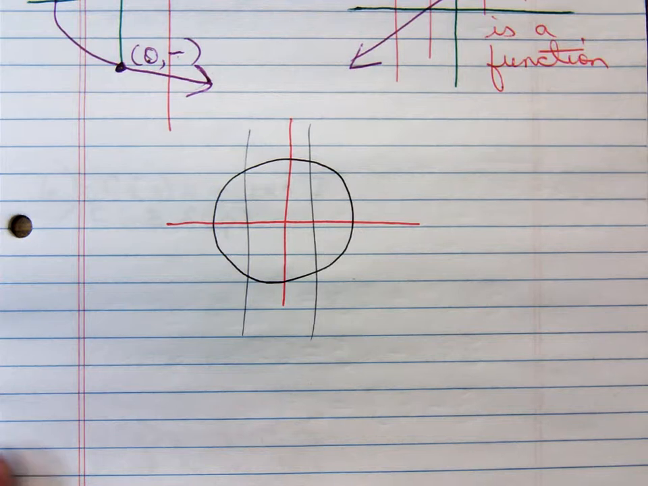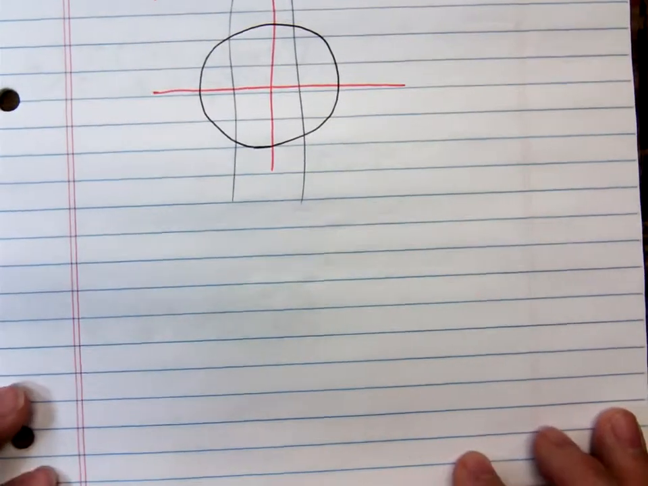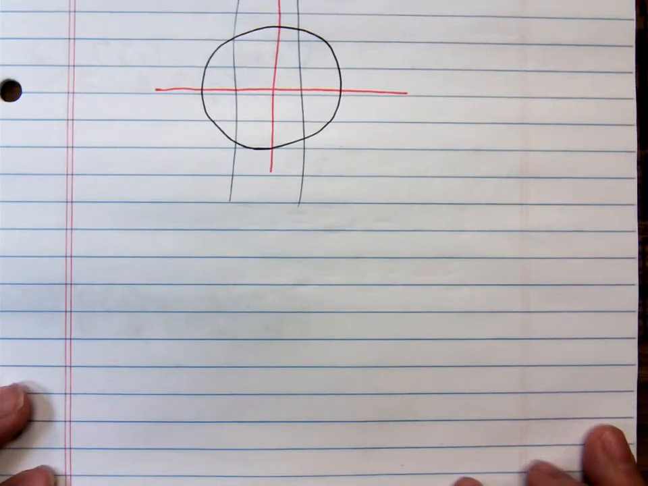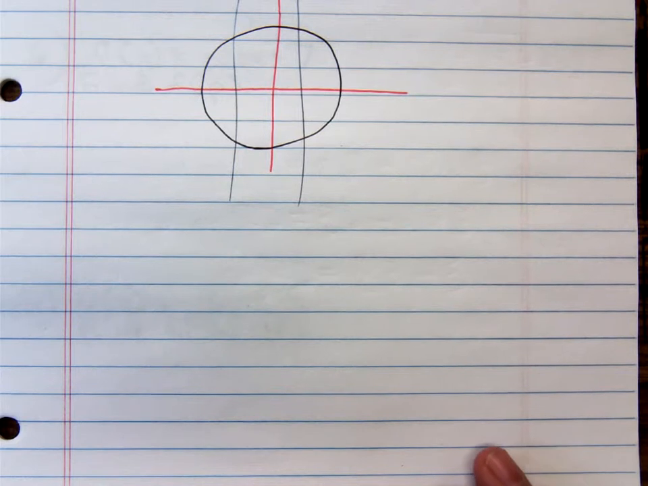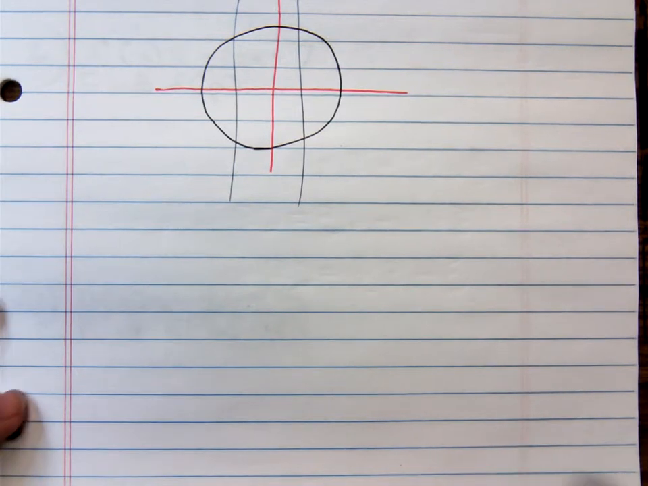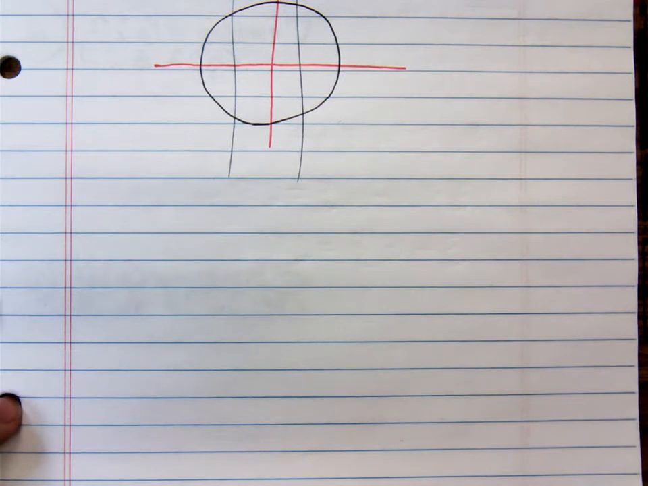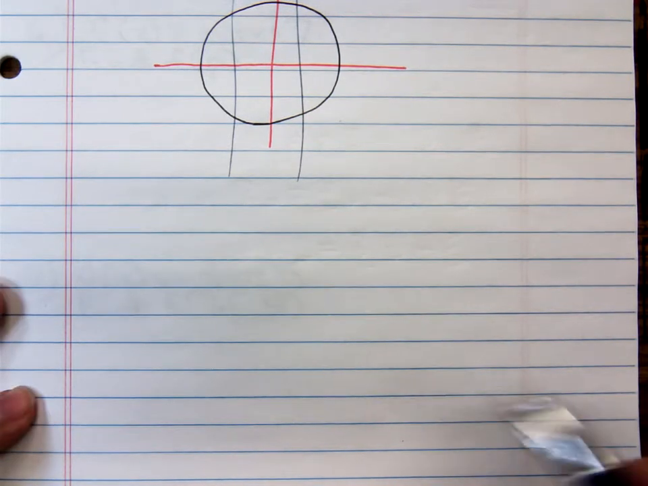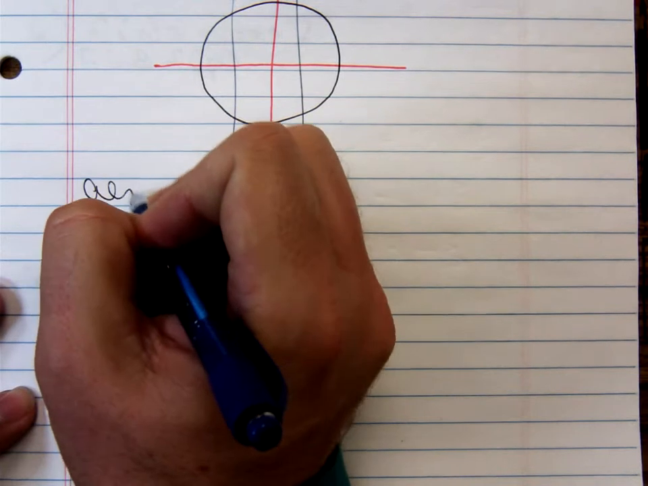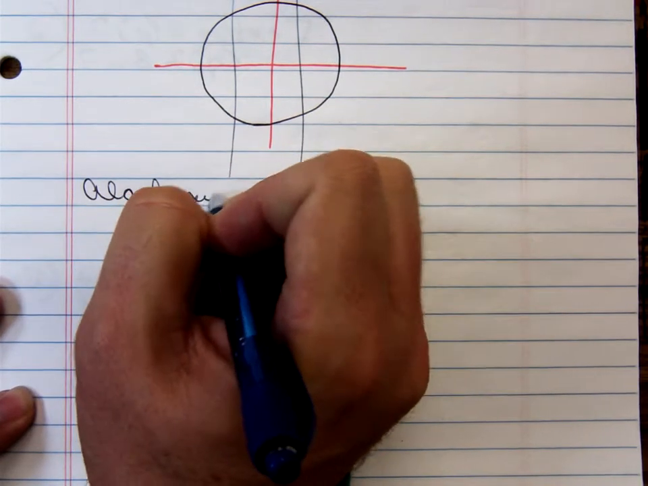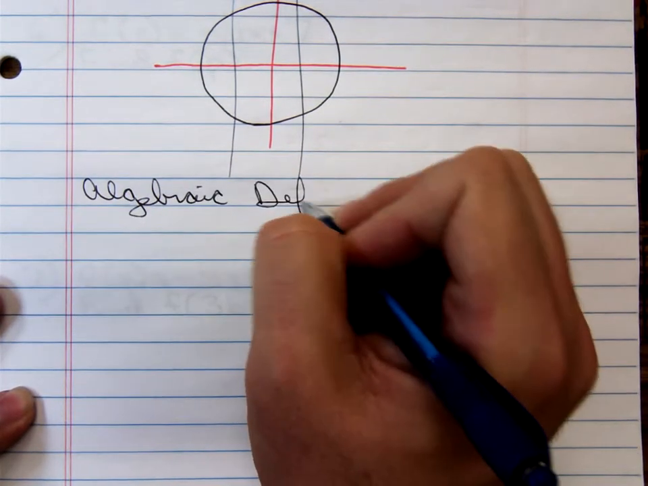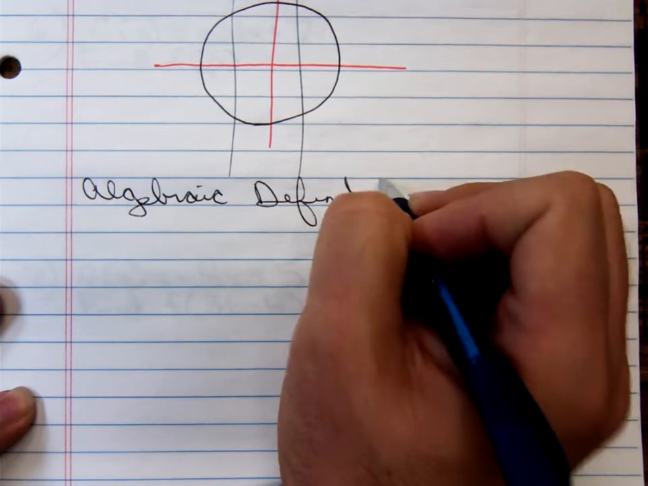Okay. This ordered pair definition of functions is fine, but we need to realize that in many cases, there are infinitely many numbers in the domain and infinitely many numbers in the range. So listing out all the possible ordered pairs is just not feasible. So we have the algebraic definition of function.